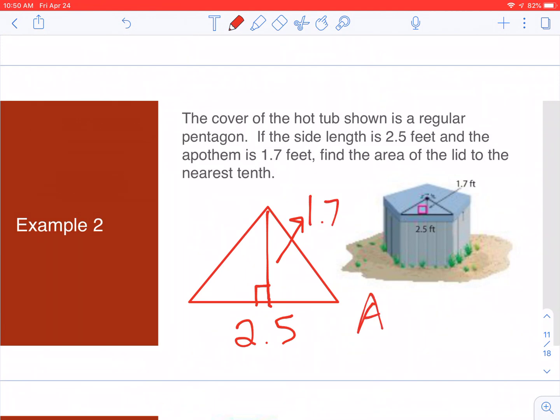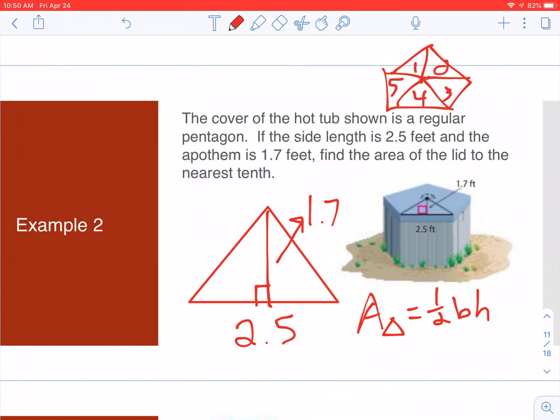So area, here's a little review. Area of a triangle is 1/2 base times height. So we're going to find the area of this triangle, and then we're going to multiply it by 5, because if you look at a pentagon, which I'll draw one up here real fast. If you look at the pentagon, which that was a horrible drawing, but you have 1, 2, 3, 4, 5 triangles there. We're going to find the area of one triangle and multiply by 5. Okay, so I'm going to put a multiply by 5 out here.